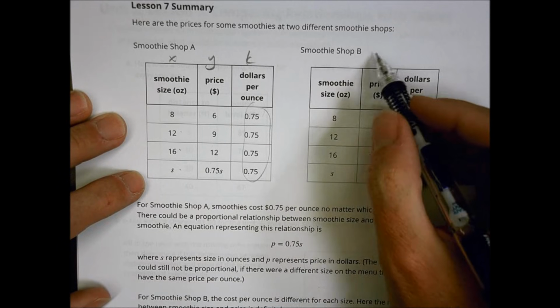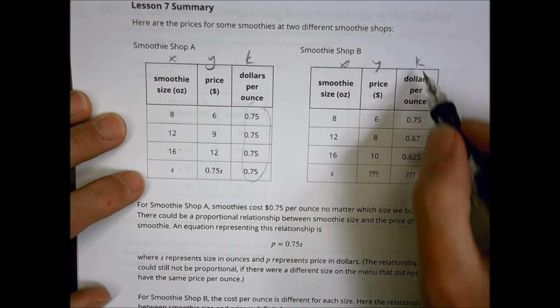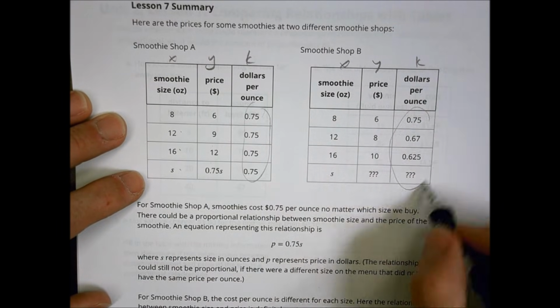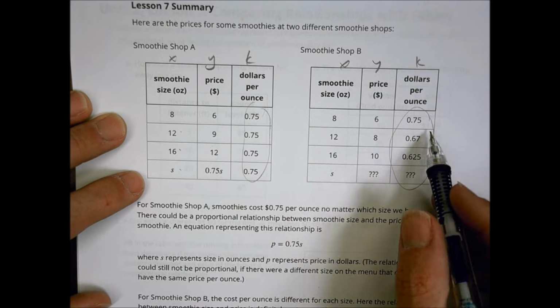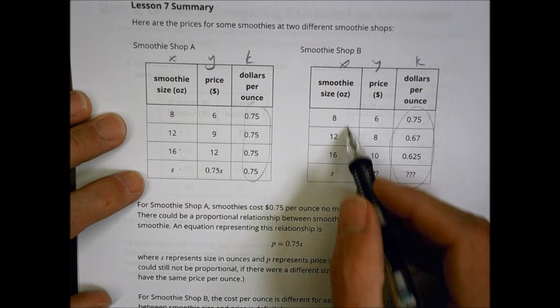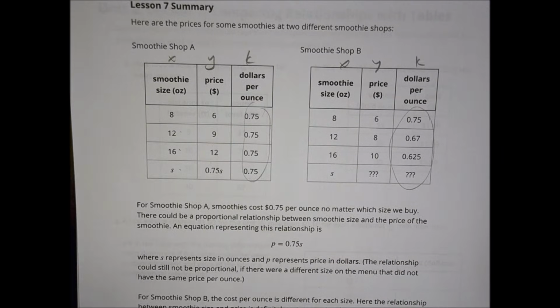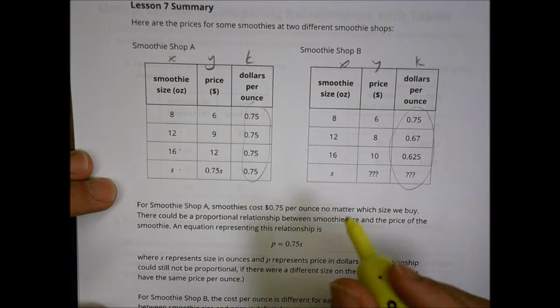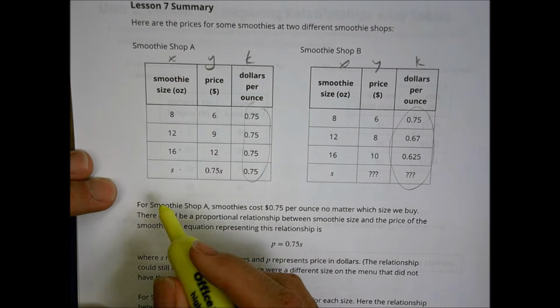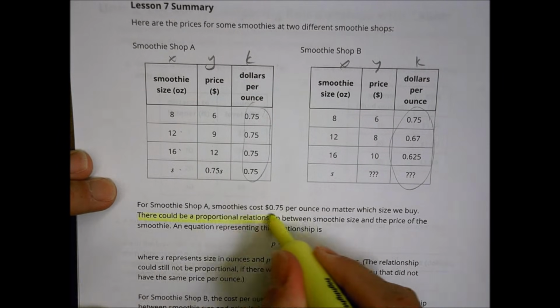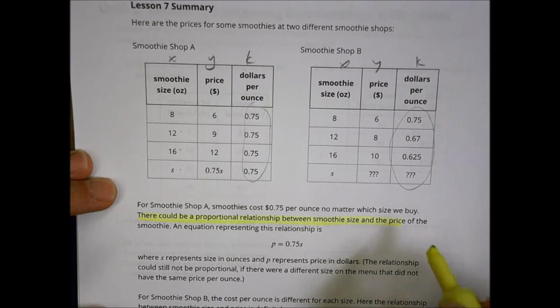Or over here, with our x and our y and our k value, the dollars per ounce seems to change, doesn't it? So you can get a greater value the larger your smoothie is going to be. And so when we look at that, we just need to say that in these situations, there could be a proportional relationship between the smoothie size and the price. That's what you're talking about there.